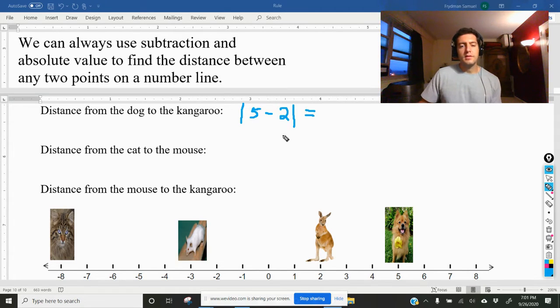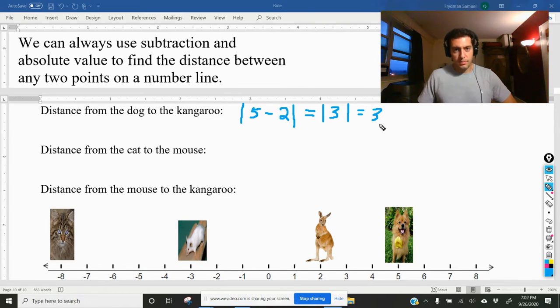So the absolute value of 5 minus 2 equals the absolute value of 3, because 5 minus 2 is 3. So I just evaluated what was inside the absolute value bars. And the absolute value of 3, like we were talking about earlier, is just 3. So what is this 3 supposed to represent? It's supposed to represent the distance from the dog to the kangaroo on the number line. Well, is that true? Yeah, it is true. You can see that on the number line, the dog is 1, 2, 3 spaces away from the kangaroo. So this is a good answer here.